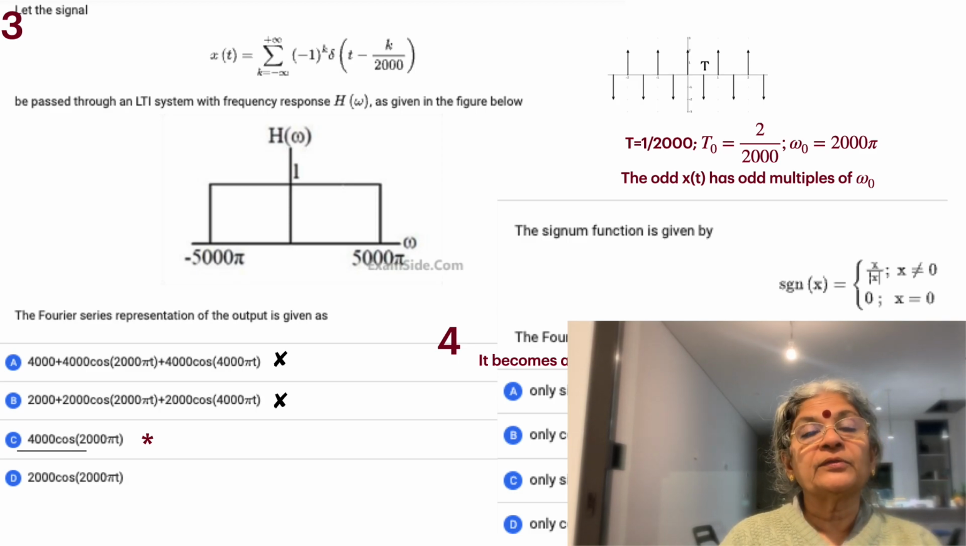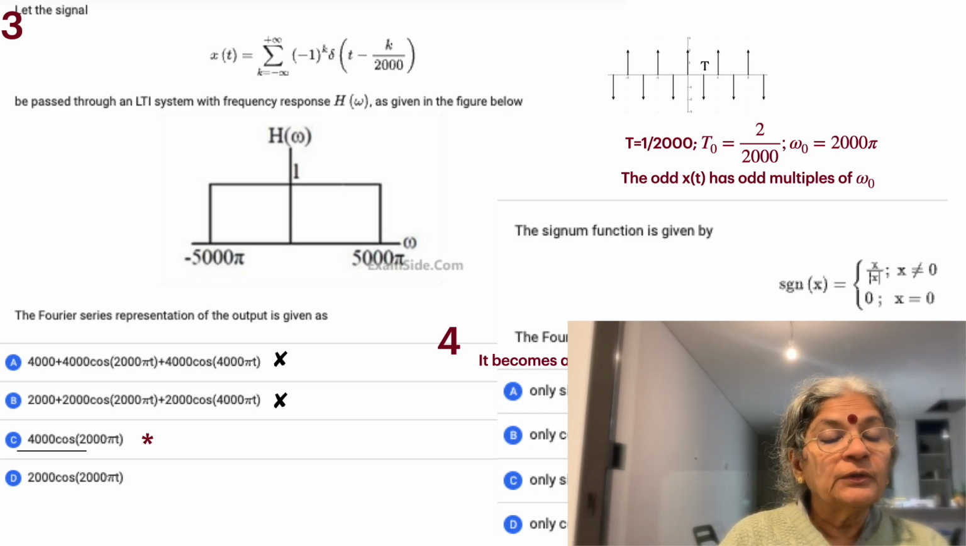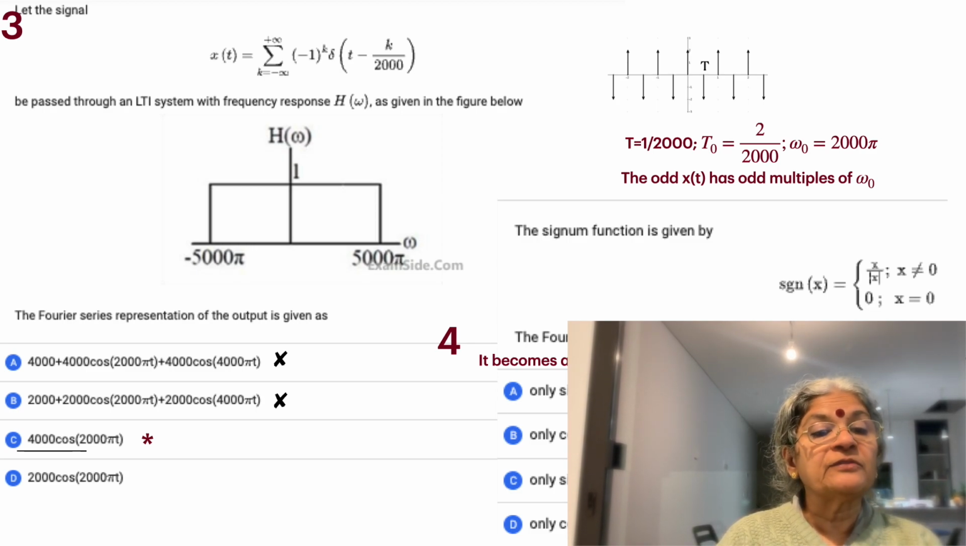Okay, and now since we have a filter which will pass on the area of the signal, we have 2000 pi and 4000 pi on either side, of 4000 divided by pi. So option C is the option which gives the Fourier series representation of the output. Okay, moving on to the fourth problem.